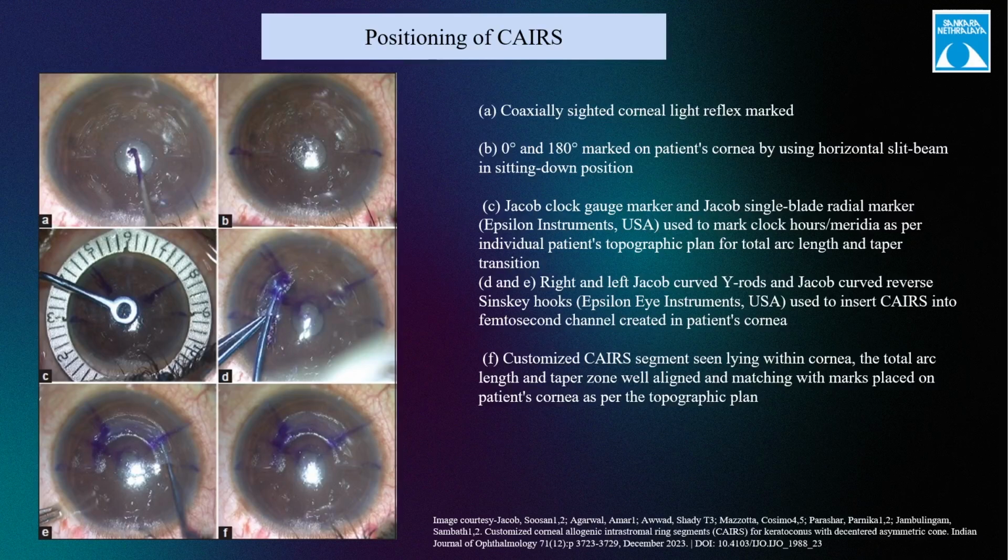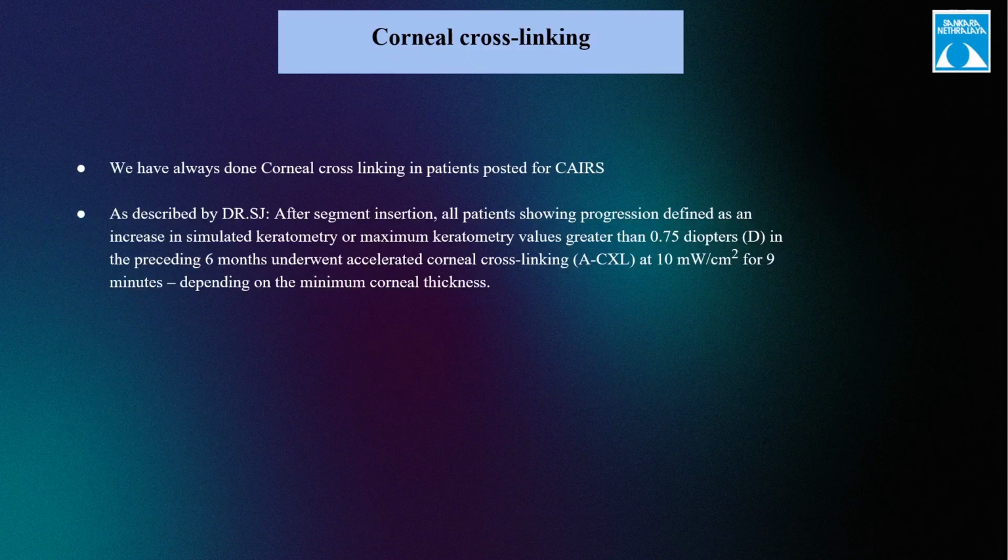For D, right and left Jacob curved Y rods are being used, and Jacob curved reverse Sinskey hooks are used to insert the CAIRS into the already created channels. For cross-linking, in our institute, ma'am has always done cross-linking together with CAIRS in all of our patients, as described by Dr. Susan. After segment insertion, only patients who are showing progression, which is a maximum keratometry value greater than 0.75 diopters in 6 months, underwent the accelerated corneal cross-linking.